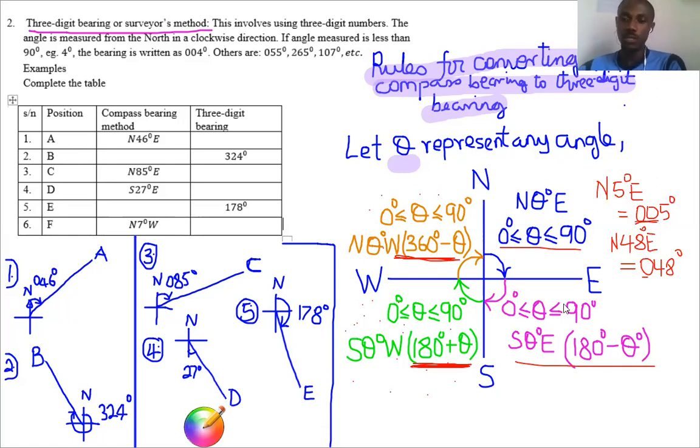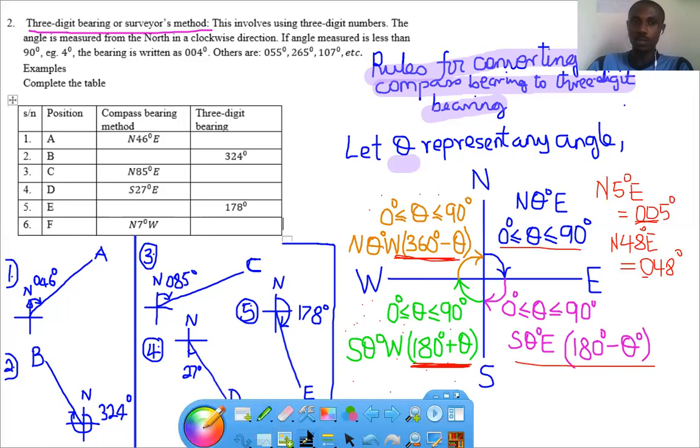If it lies in the southeast region, subtract the angle from 180 degrees. And if it lies in the southwest region, add the angle to 180 degrees. If it lies in the northwest region, subtract from 360 degrees. Having said this, let us answer the question that follows the example.